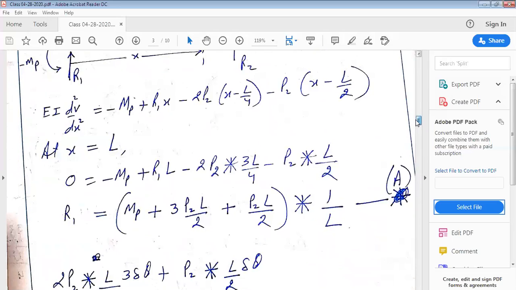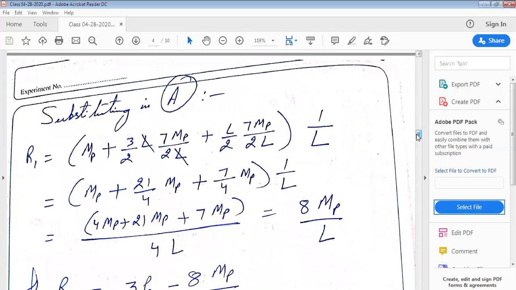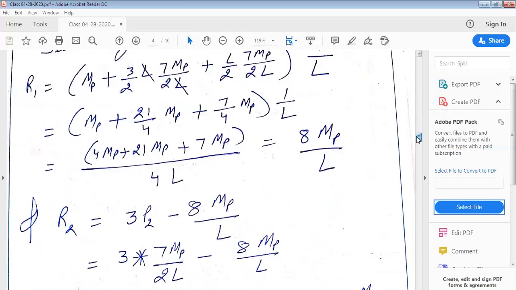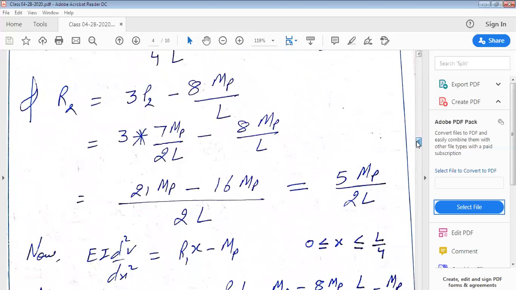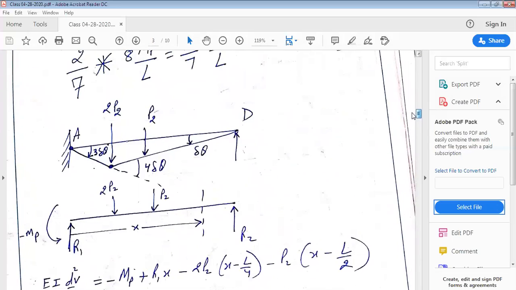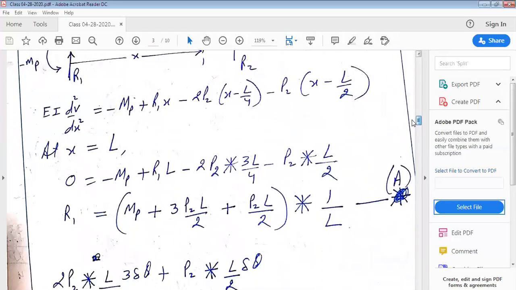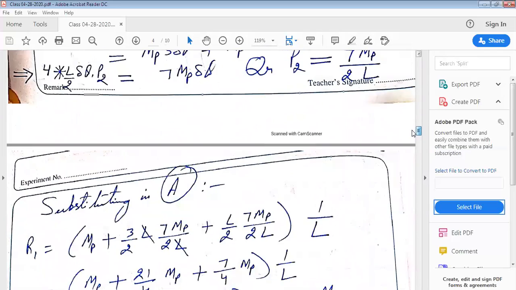Substituting in equation A, we get the value of R1 as R1 equal to 8 Mp divided by L. And similarly, we can find out R2 as 3P2 minus 8 Mp by L, and we get R2 equal to 5 Mp by 12. Now, let us try to make the bending moment diagram corresponding to the results which we have just found out for R1, R2, and P2.